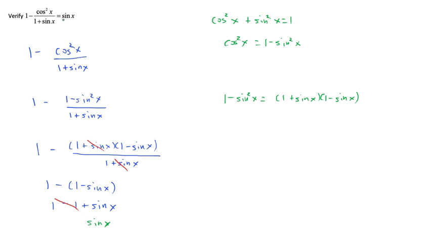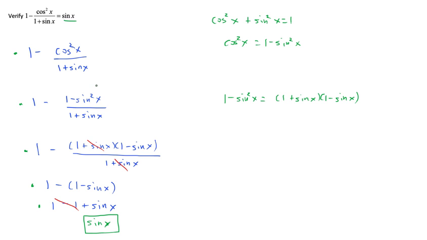And wait a minute, that's just the other side here. Notice what we've done. We've taken the original expression. We've used an identity. We factored, and then we canceled out, we simplified, and voila, we have reached the other side of the equation.